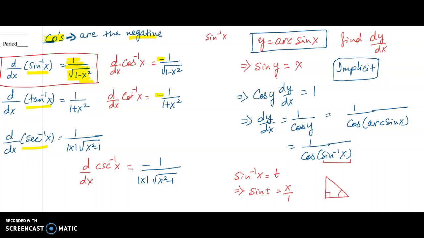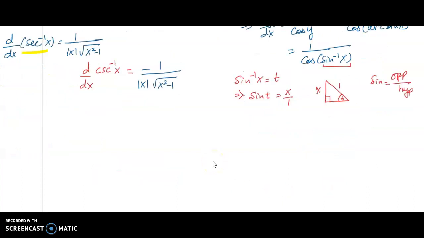Let's make a right triangle and use the basic trig ratio, SOHCAHTOA. So if this right at the bottom is t, it says x over 1. What is sine? Sine is opposite over hypotenuse, right? SOHCAHTOA. So that means this is x, and the hypotenuse is this one. Now I need to find out what is the missing side length. Let's say the missing side length is a. Can I use the Pythagorean theorem, right, to find the missing side length?